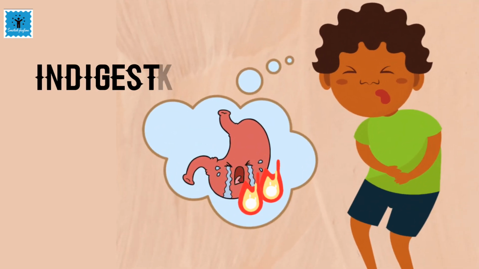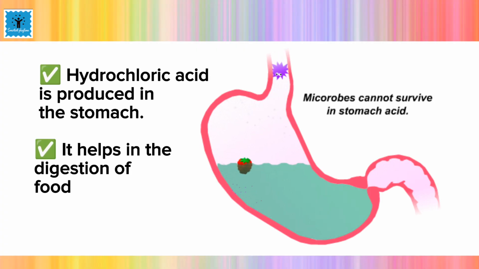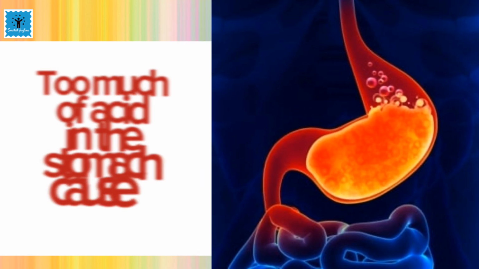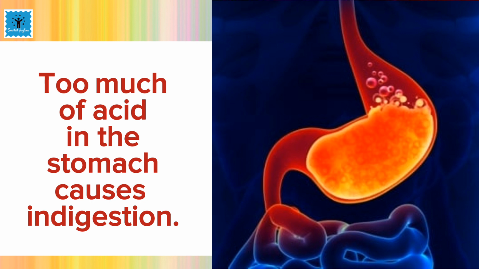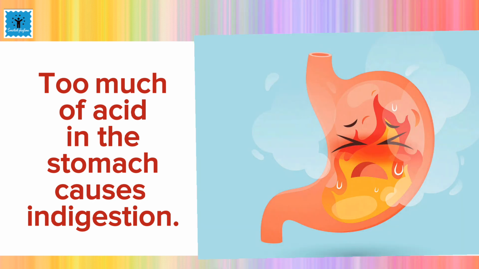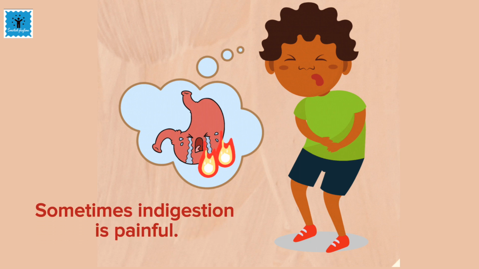So the first example is indigestion. We know hydrochloric acid is produced in our stomach, and this acid helps in the digestion of food. But too much acid in the stomach causes indigestion, which is sometimes very painful. If it is not controlled, it can cause stomach ulcer.